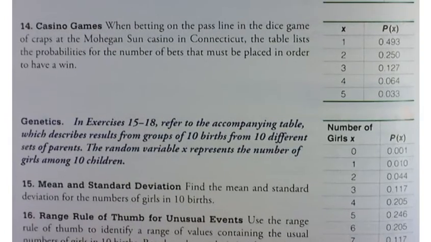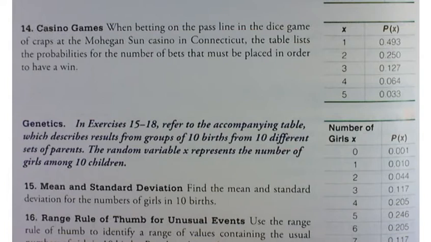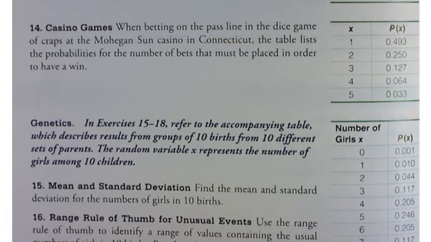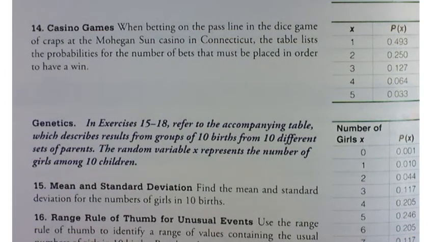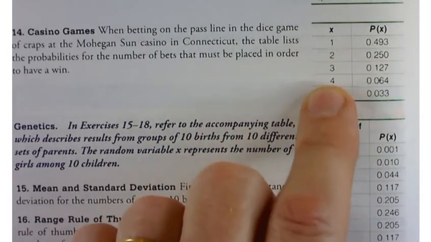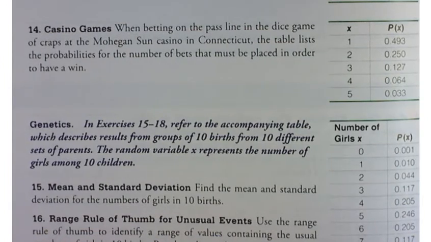So when betting on the pass line in the dice game of craps at the Mohegan Sun Casino in Connecticut, the table lists the probabilities for the number of bets that must be placed in order to have a win. So how long do you have to stay there before you get lucky and have a win? Well, let's put these values into our spreadsheet. So 1 through 5, and then these associated probabilities. I'll copy them as well.